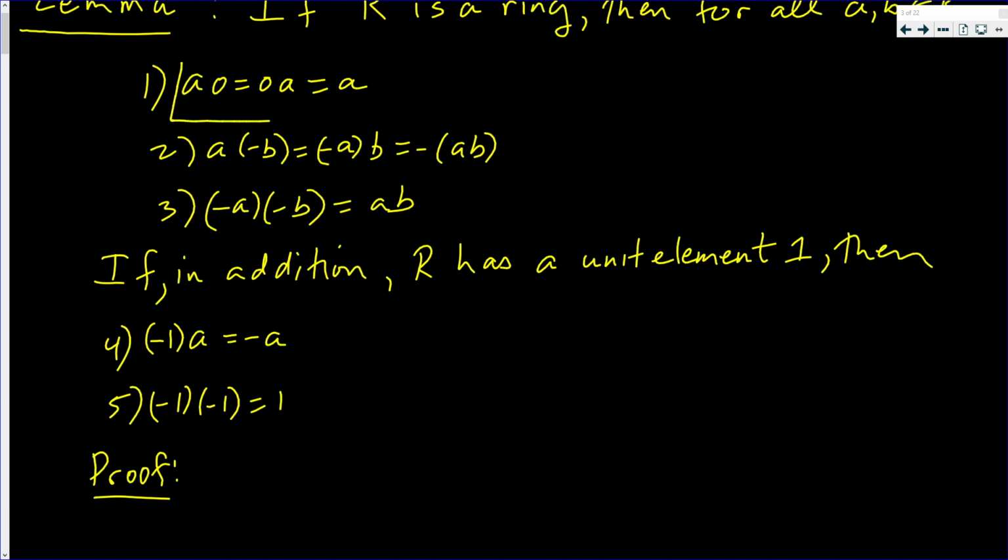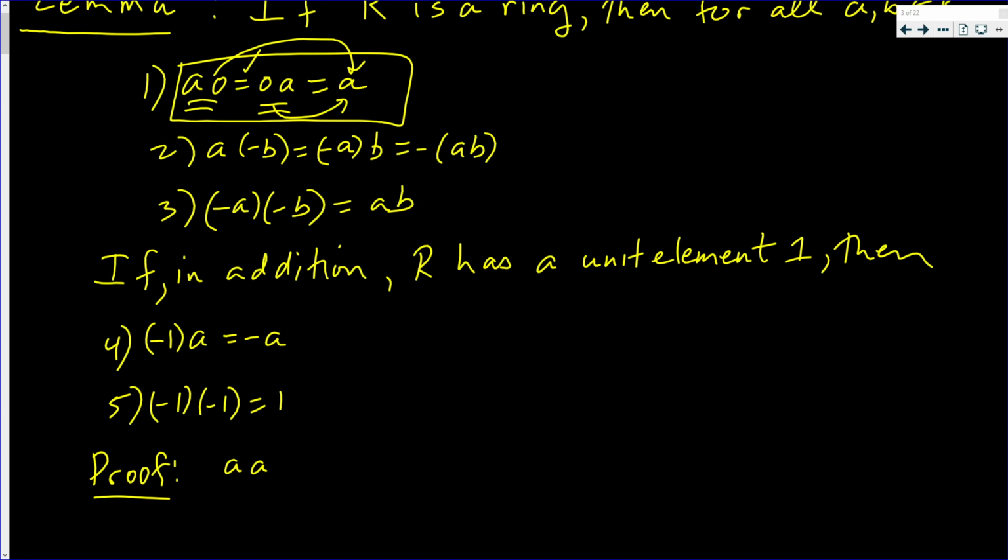Okay, the first one. Now, we're not going to directly show that a times 0 is 0 times a. Rather, we're going to show that a times 0 is 0, and that 0 times a is 0, and since both of these expressions equal 0, then yes, they are equal to one another. So a times 0, I want to show that that equals 0.